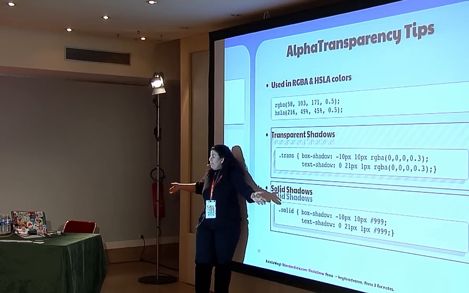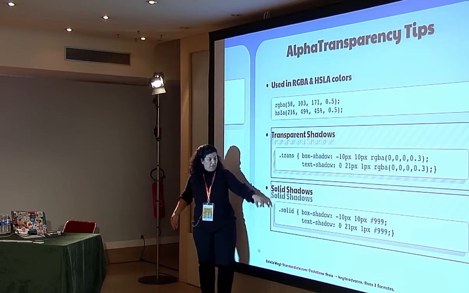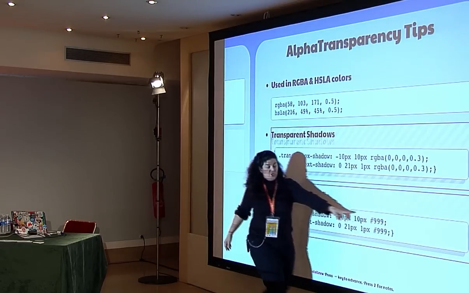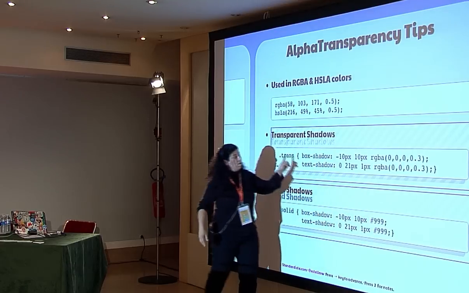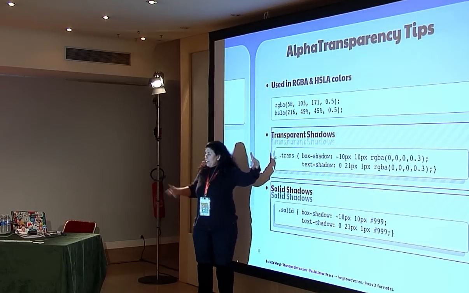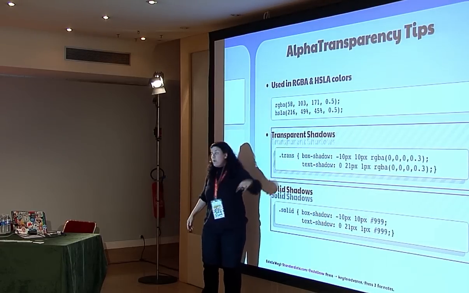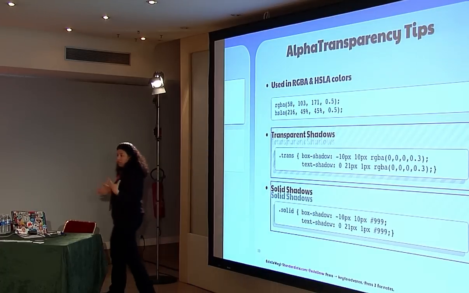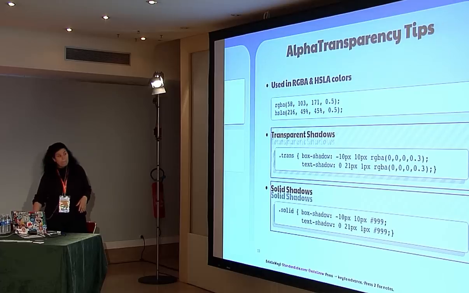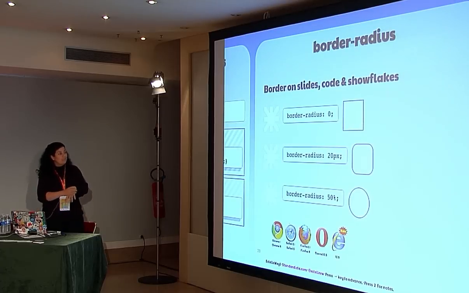So if you want to do an outline, fine. Use solid shades with RGB colors, right? But if you want it to look more natural and to be more pleasing, use RGBA or HSLA, whatever. Use some type of alpha transparency. So let's move on to border radius.